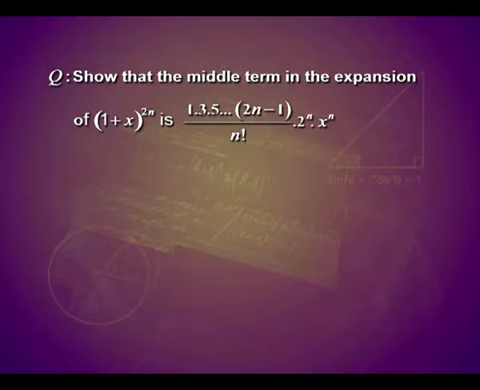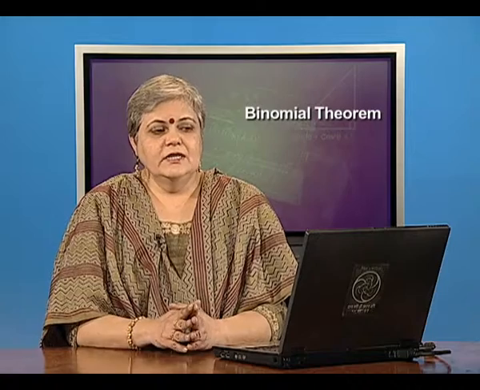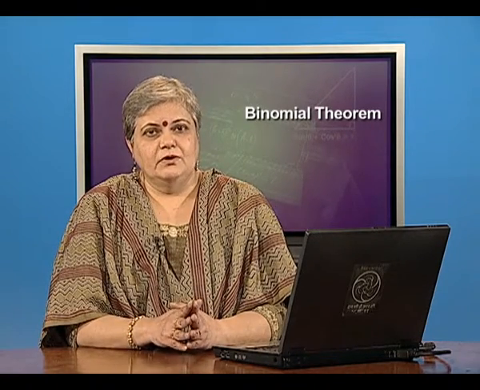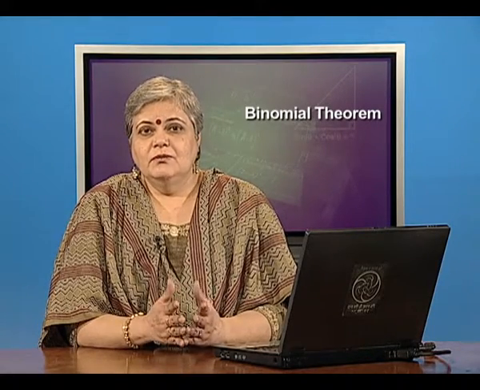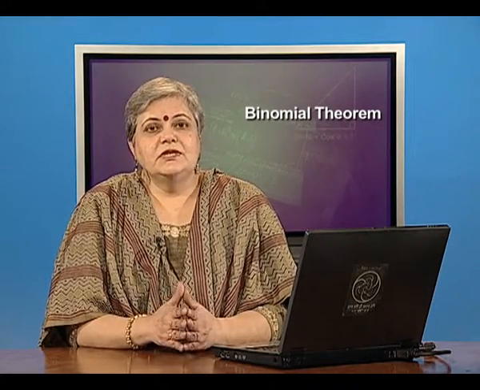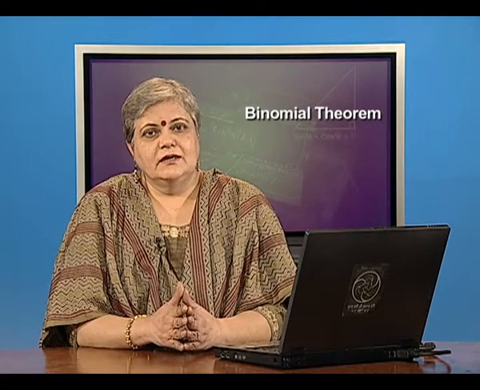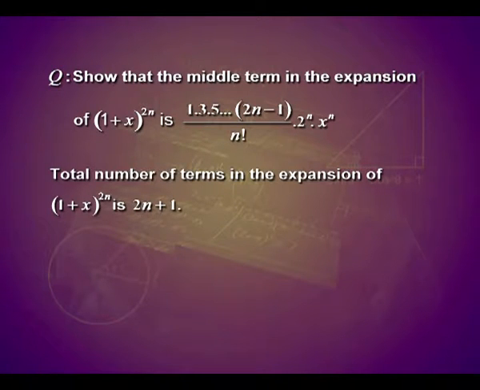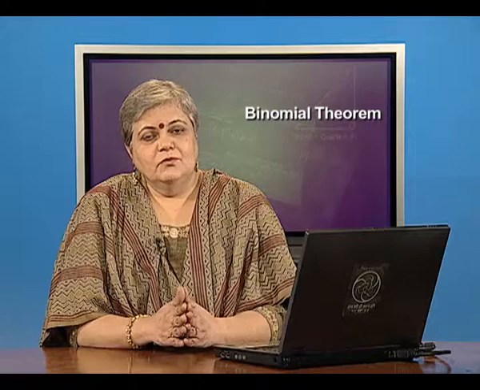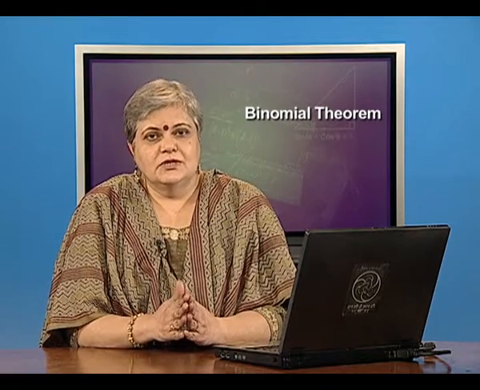So, I have to show that the middle term in the expansion of 1 plus x whole to the power 2n is that. Now, the middle term depends on position. So, the position of the middle term needs to be decided. In this case, the expansion of 1 plus x to the power 2n will result in how many terms? 2n plus 1, we just recalled that for you. So, out of 2n plus 1, which is the middlemost term? What is the position of the middlemost term?